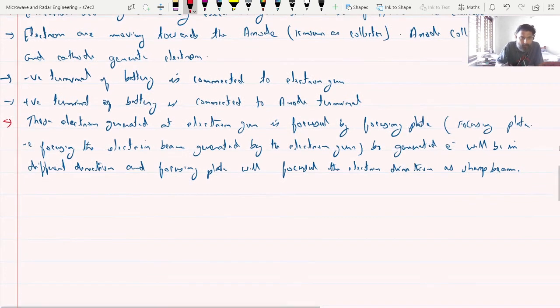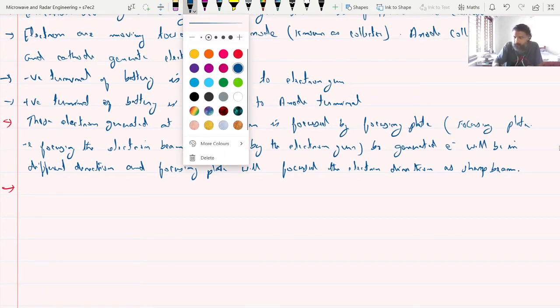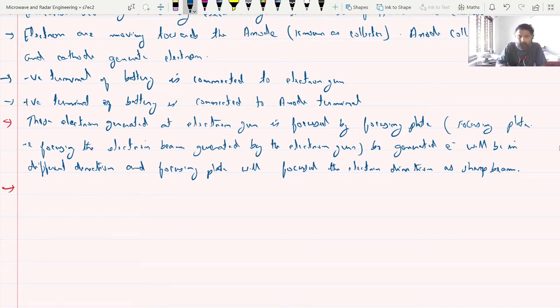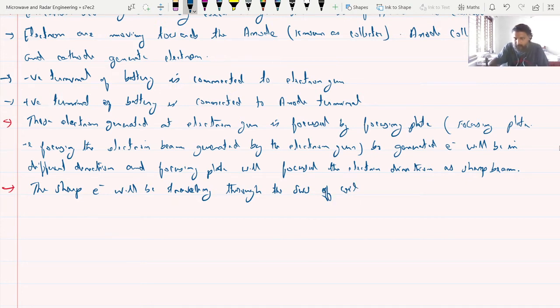What I told you. Change the color. So the sharp electron will be traveling through the slow wave structure of the coil, and this coil has an attenuator. An attenuator is used here.